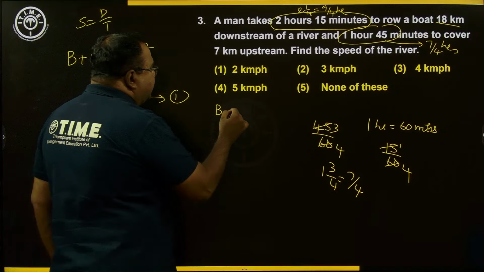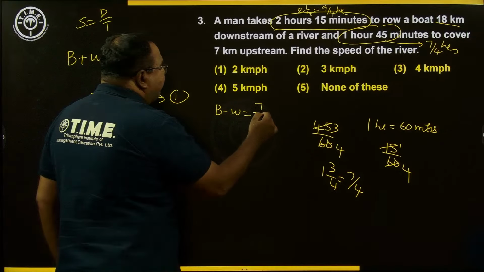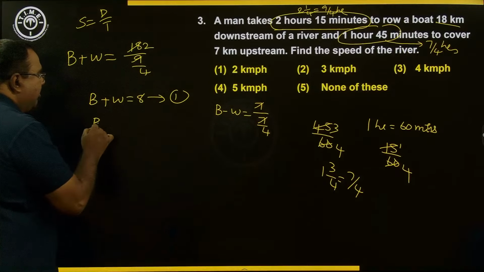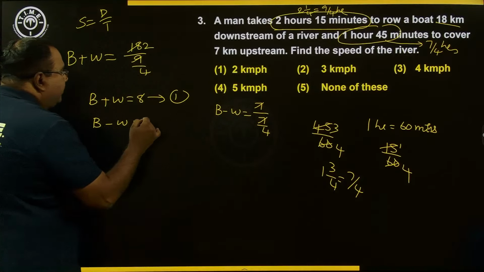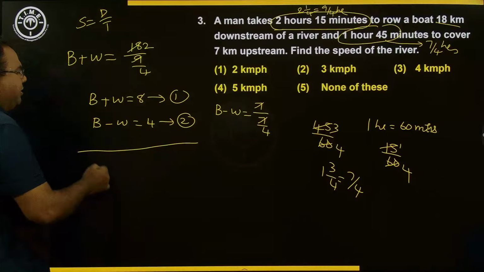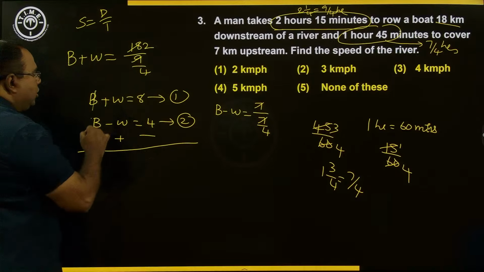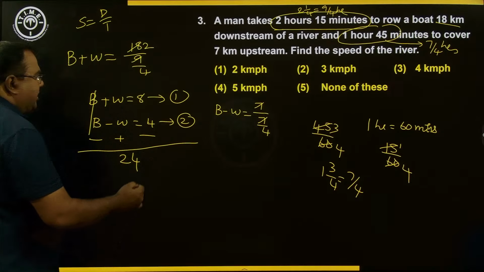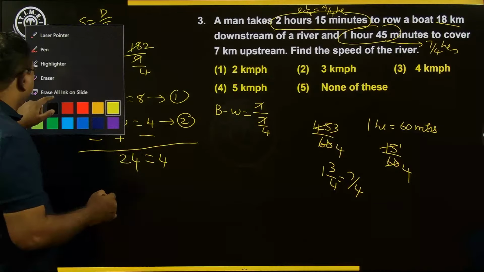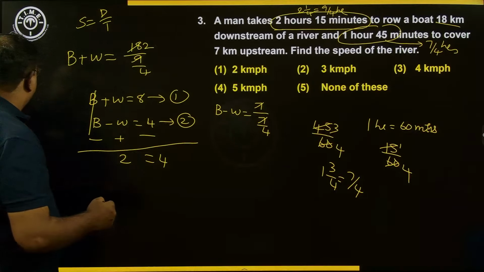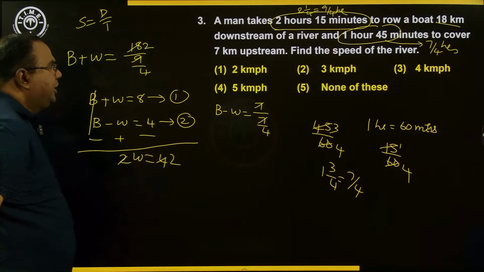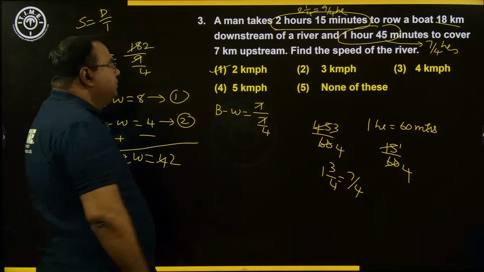Upstream B minus W is equal to distance 7 by time taken 7/4. So 4 goes to the numerator. B minus W is equal to 4. I want to find speed of the river. That is W value. Subtract this. 2W. If I subtract this, it is 4. 2W is equal to 4. My W has to be 2. 2 is present in choice 1.